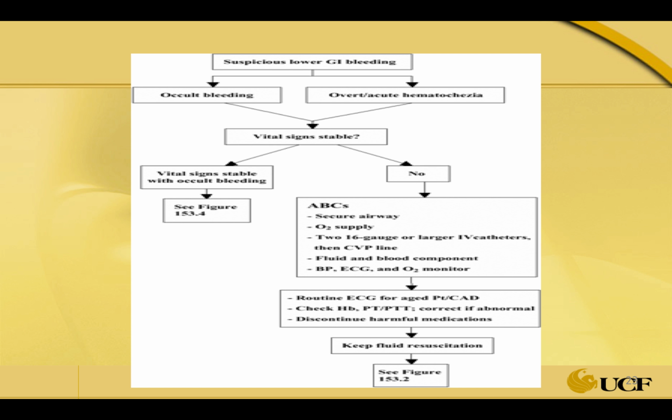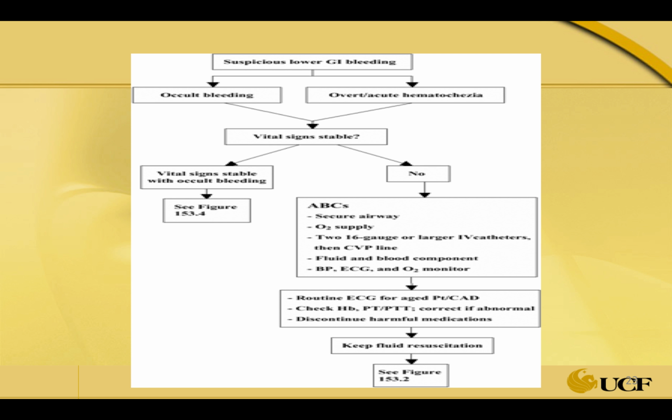So this is a decision tree. In general, it is an approach to lower gastrointestinal bleeding. As you can see, once you have the suspicion of lower GI bleeding, you can check for occult bleeding, or if it's something that is overt and acute hematochezia. Regardless of the two presentations, the first question we're going to ask is, is this patient stable? If the patient is stable, vital signs are stable with occult bleeding usually, so we just monitor the patient.